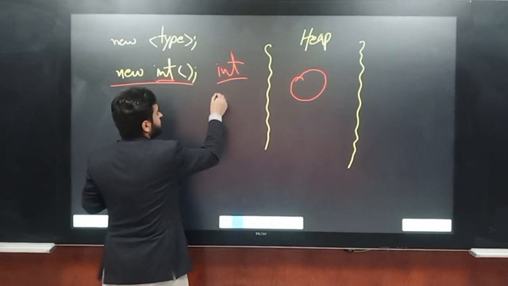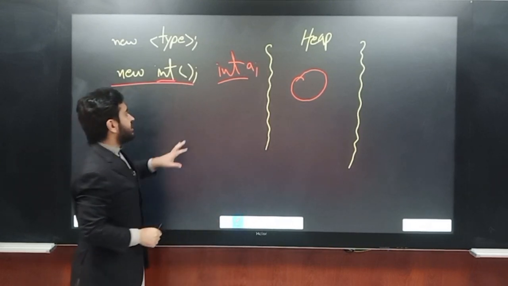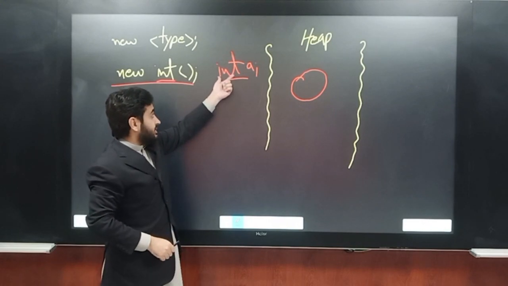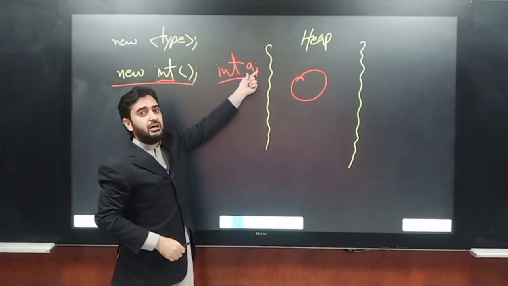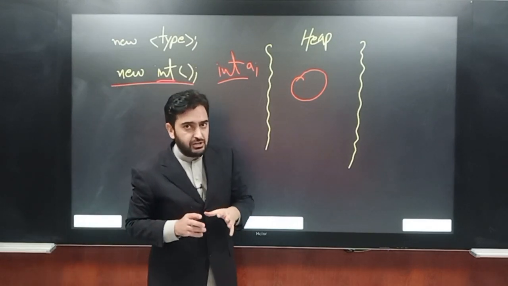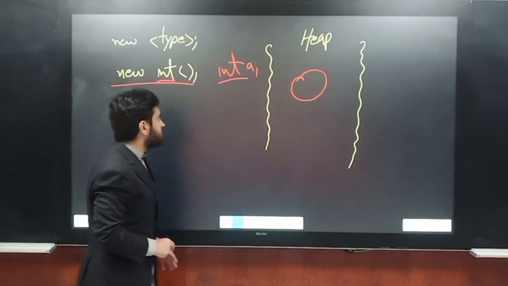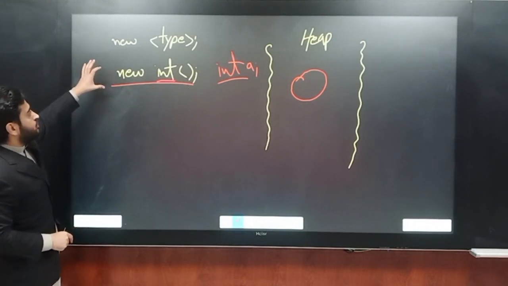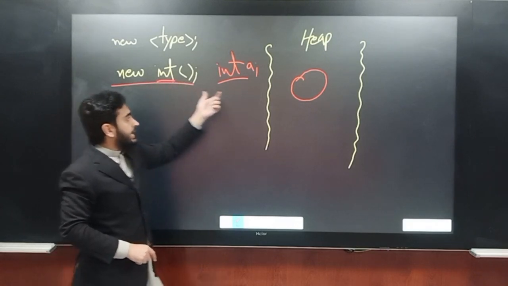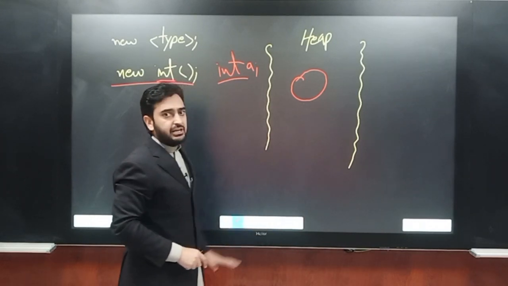If you use, for example, integer a, it means that you are creating an object of type integer, but that object will be named a, and it will be saved in the stack portion of the memory. While when you use the new keyword along with the constructor of the type, this will create an object in the heap, not in the stack, without any name.